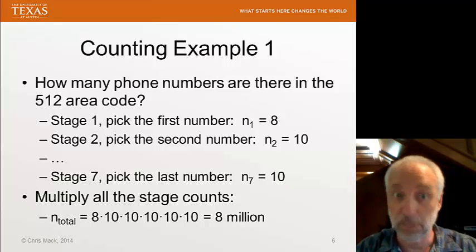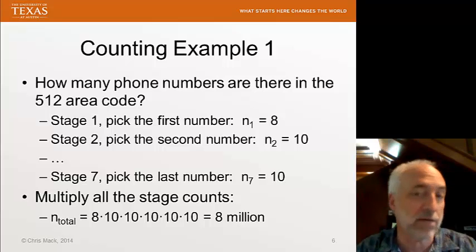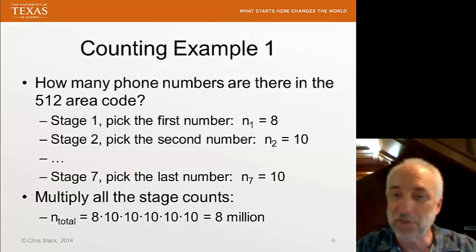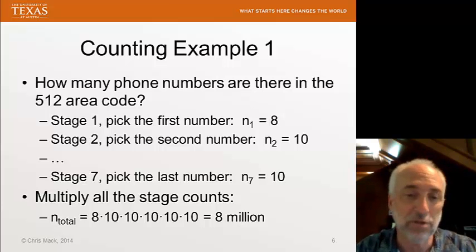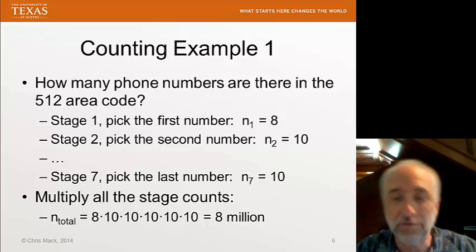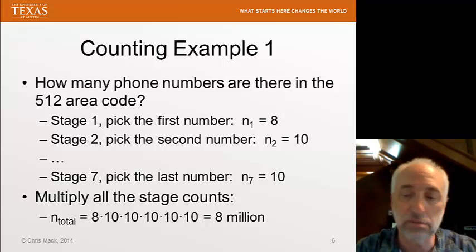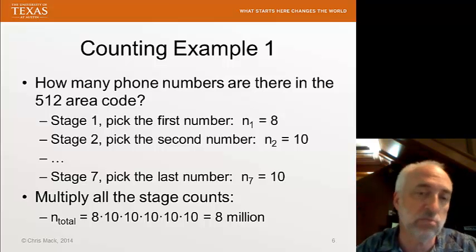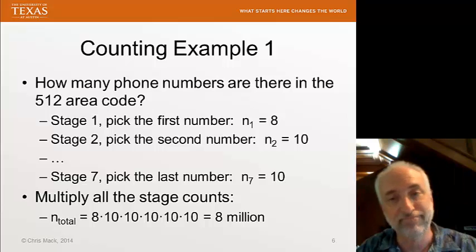In the city of Austin, where I live, we have the 512 area code. We recently ran out of phone numbers. There's not 8 million people living in the 512 area code, but people have so many phones, work phone, home phone, cell phone, fax, etc., that we have now run out of the 8 million phone numbers available, and we had to pick a second area code for the city of Austin.